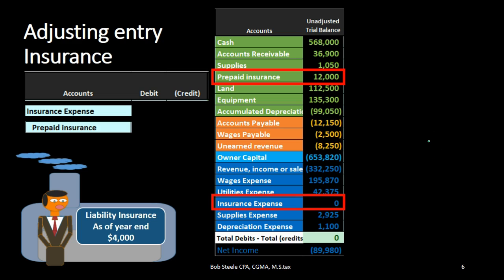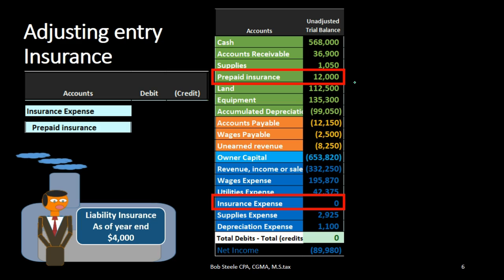How would we do that? We would look at the insurance policy, see how much was paid and what's going to be the time period that was covered, and figure out the ratio in terms of how much is still a prepaid asset as of the cutoff date, 12/31 in this case, and how much is not. In this case, we're saying that the determination when we did this calculation is that as of the end of the year, we should still have $4,000 in prepaid insurance.